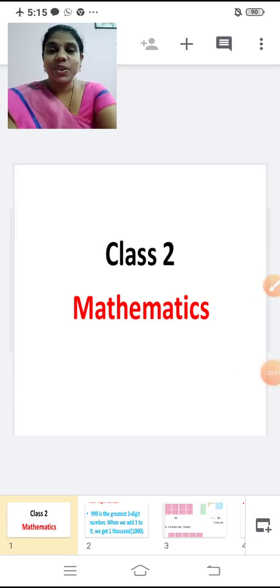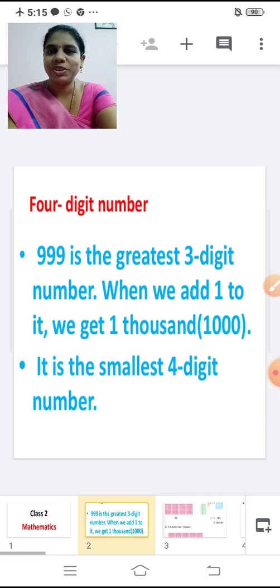Last class we saw numbers from 901 to 1000. I hope you all know numbers till 1000. Practice the numbers from 101 to 1000. Children, take a notebook and write numbers from 101 to 1000 in your notebook. Practice those numbers well. Today we are going to see how a 4-digit number is formed.